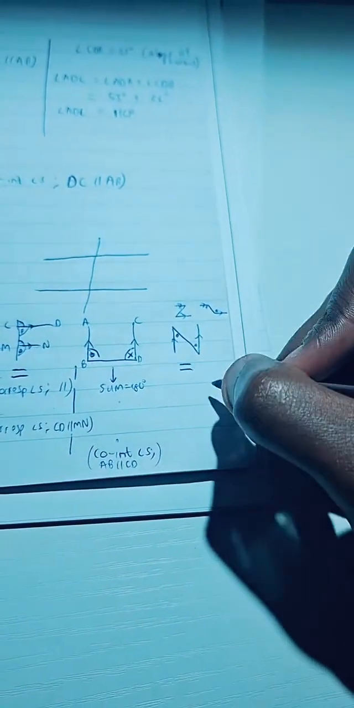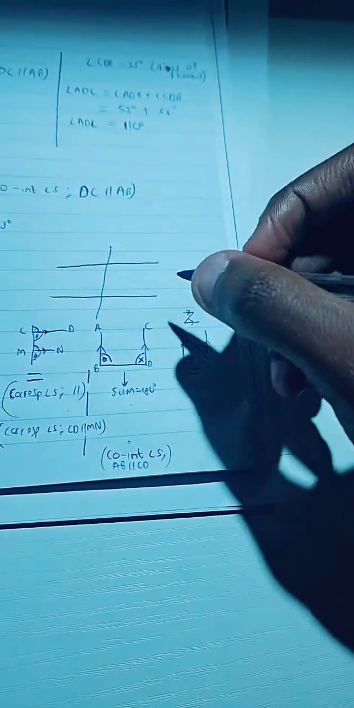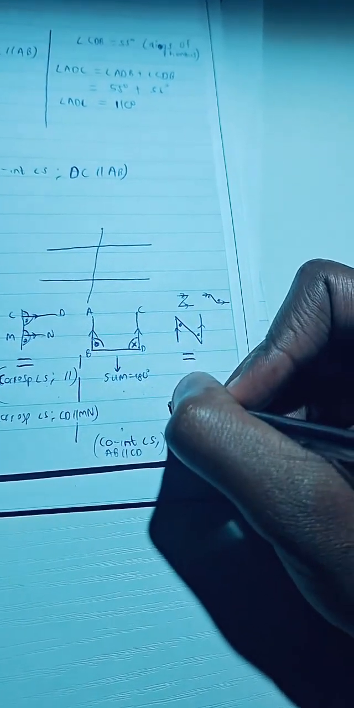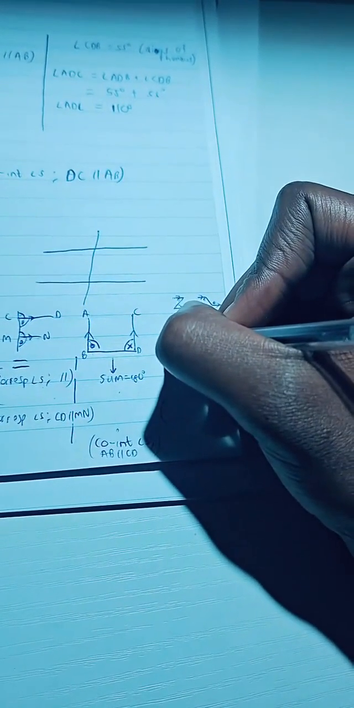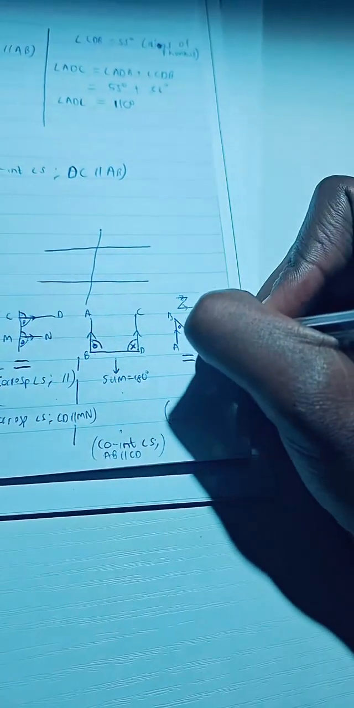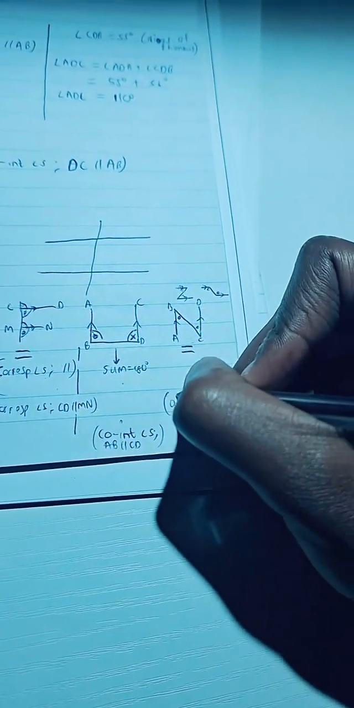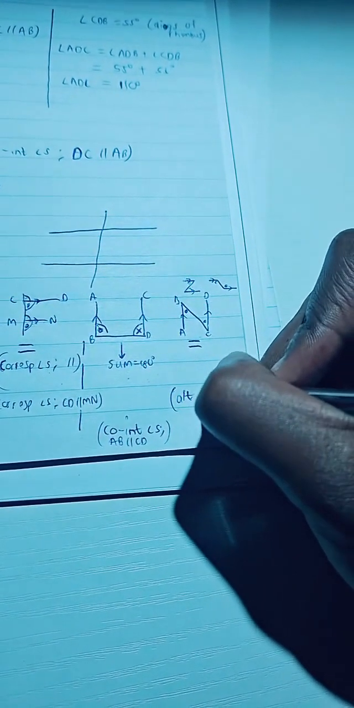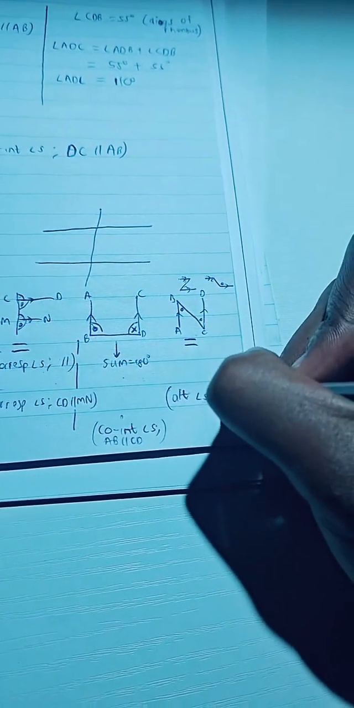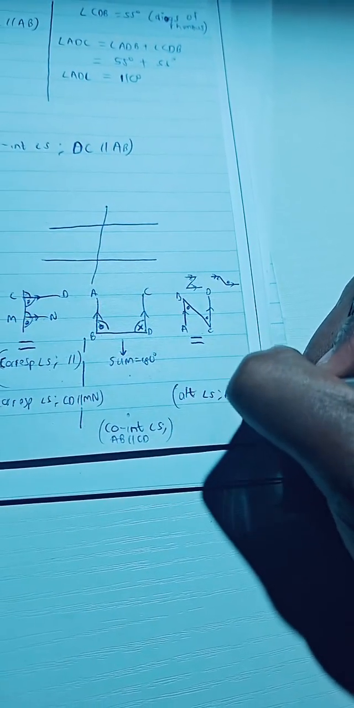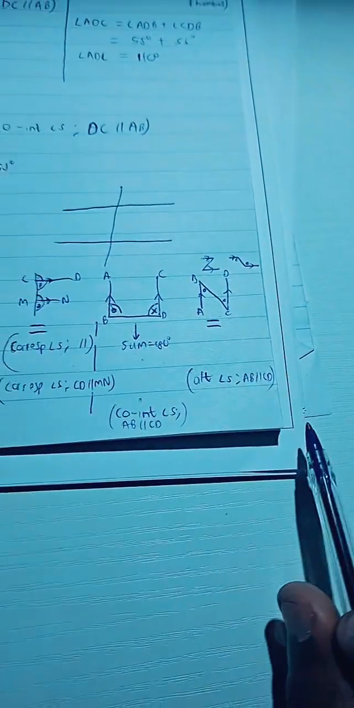We call these angles alternate angles. For short, whenever we use the reason, let's say this is AB again. This line is parallel to CD. Let's say those are the two parallel lines. We write alt for short, angles, and then we state the lines that are parallel. AB is parallel to CD.